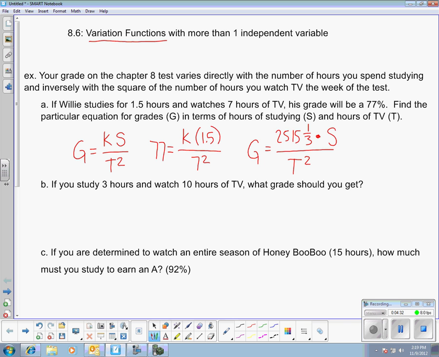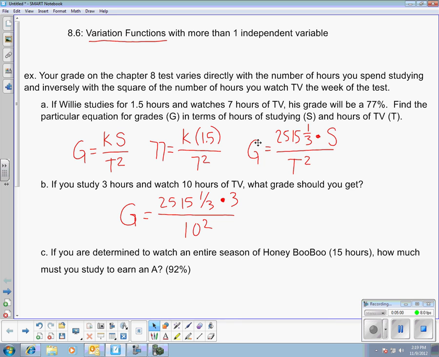All right, so in part B, you study 3 hours and you watch 10 hours of TV. What are you going to get? All right, so what's my grade going to be? My constant's 2515 1/3 times 3 hours of studying, which obviously, because this is on the top of the fraction, is going to make my G value go up. But I'm going to watch 10 hours of TV, so that's going to make my grade go down.